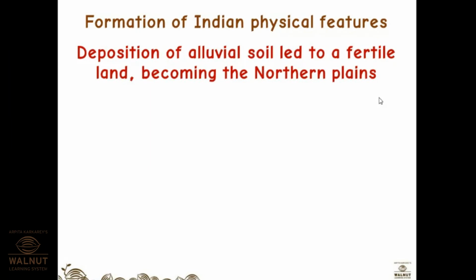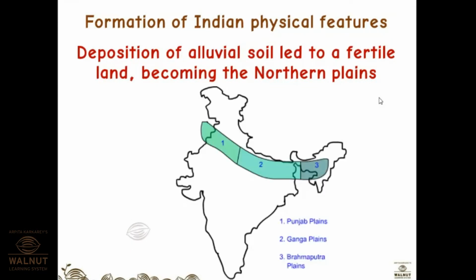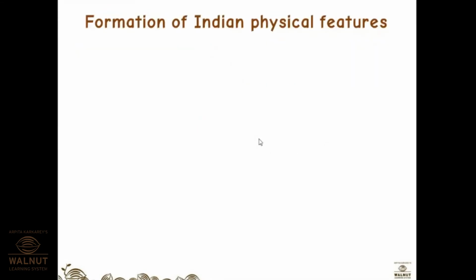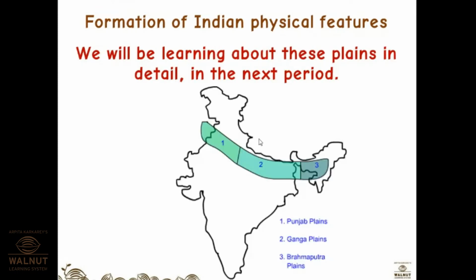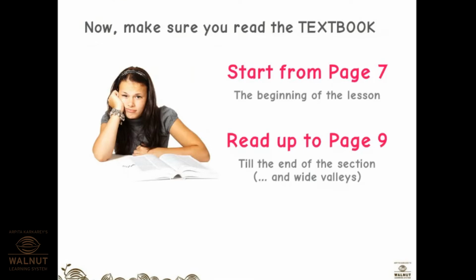Formation of Indian physical features. So we were talking of these northern plains. Deposition of alluvial soil led to fertile land becoming the northern plains. So if you see, this part is where the Himalayas are, and it goes from here till here. This part is the Himalayas, and this part over here, which was created as a depression, is now filled with the alluvium that is collected from the rivers, and this region is known as the northern plains. Okay, so I'll open the textbook and then you'll realize it. We'll be learning about these plains in the next period. So now we are going to open the textbook to page 7 and read up to page 9.